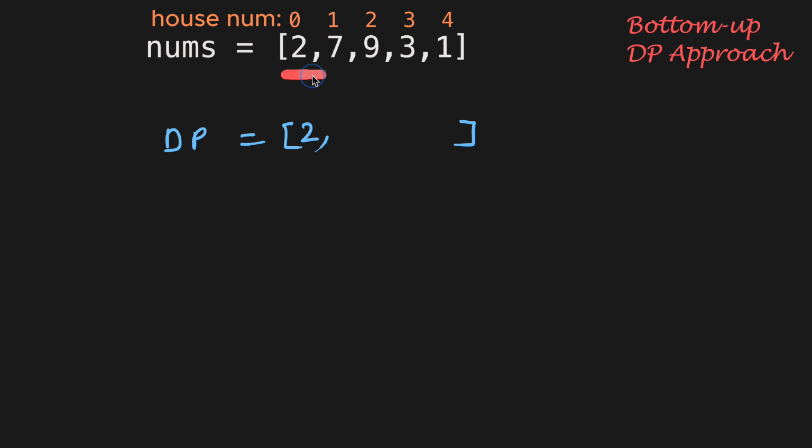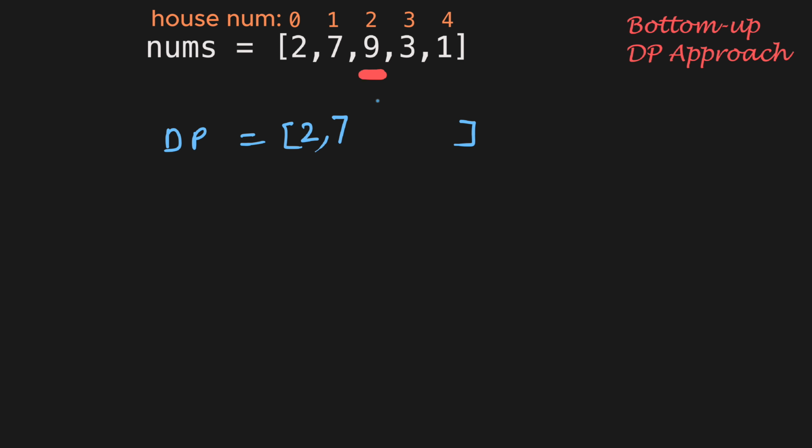Next, let's look at I equal to 1. And now we have two houses to rob from. Either we can rob house 0 and skip house 1, or we can rob house 1 and skip house 0. Since we cannot rob from adjacent houses, but we want to rob the maximum amount. So DP of 1 will be maximum of 2 and 7, which is equal to 7. So we will rob from house 1 and skip house 0 and move the iterator I forward to 2.